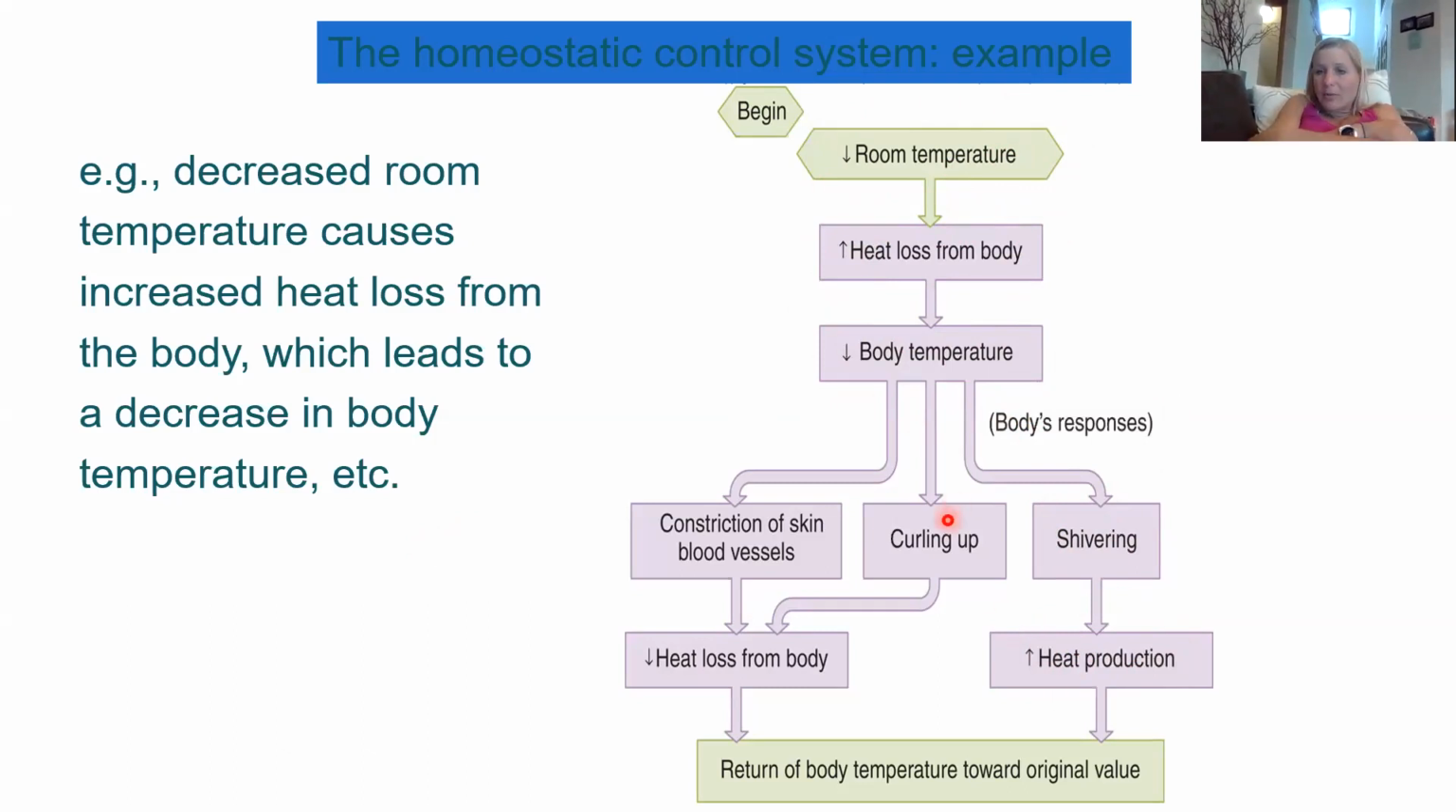I'm going to curl up, so I might do something like this, or I might sit in a curled up position, and that will prevent heat loss from my body. I'm also going to have constriction of my blood vessels. So again, I'm going to try to keep my heat at my core, and all of those mechanisms are going to work together to get my body temperature back to the original range. So one mechanism, increase heat production, and two, assisted with decreasing heat loss.